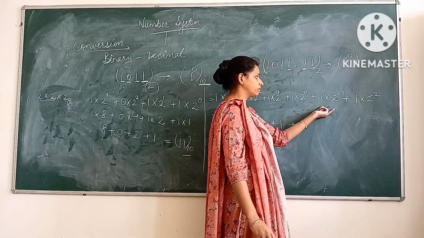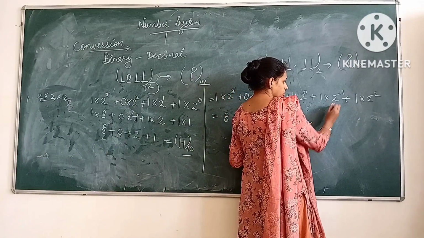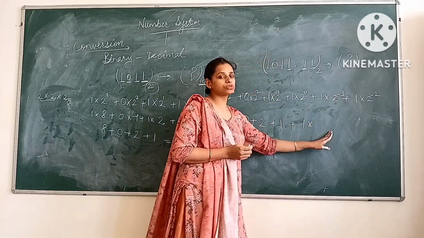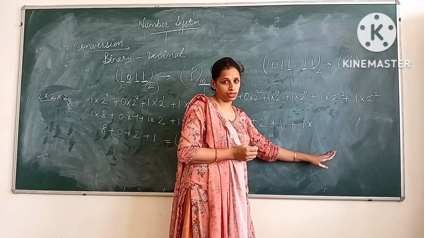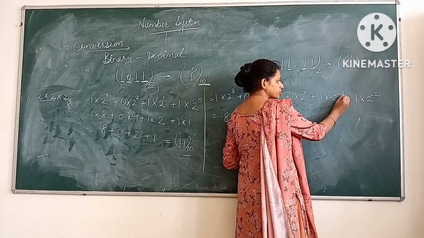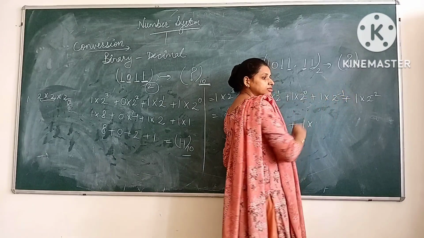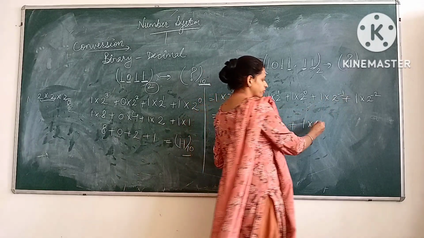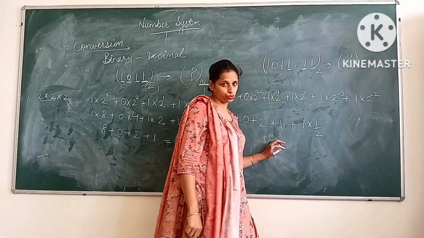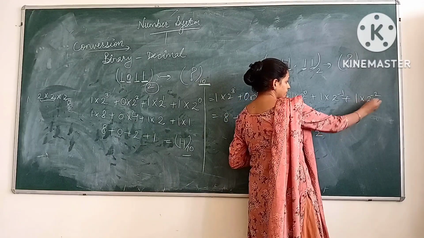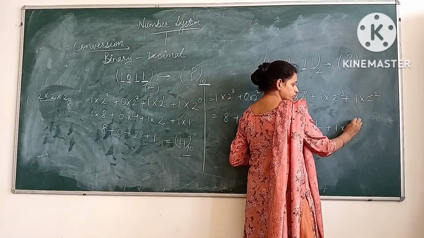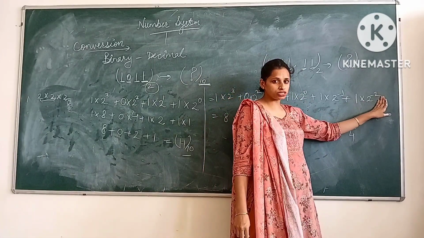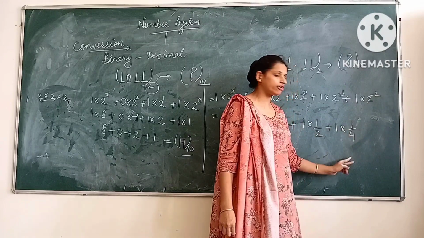In case of negative power, 2 raised to power minus 1, when negative power is there, we have to use the reciprocal, means 1 by. So 2 raised to power 1 is 2, and it is negative power, so we have to use here 1 by 2. Plus 1 into 2 raised to power minus 2 is 1 by 4, because 2 raised to power 2 is 4, and then it is negative, that is 1 by 4.